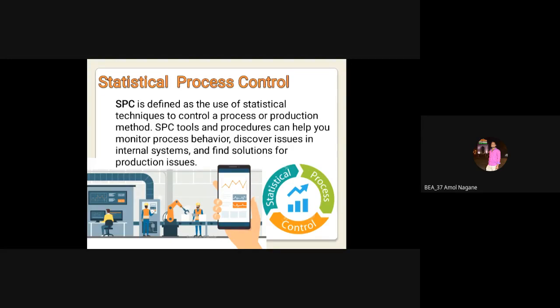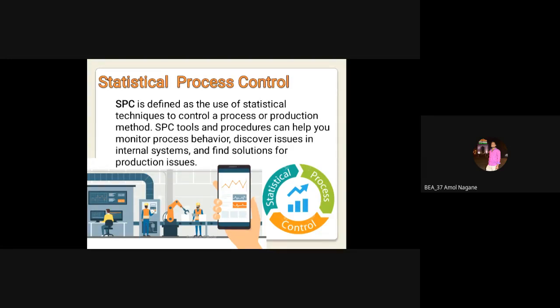SPC is defined as the use of statistical techniques. Statistical is nothing but some statistics available there, mathematical data, or tabular data. So SPC is defined as the use of statistical techniques to control a process or production method. Is it right? We can use that data for controlling also.